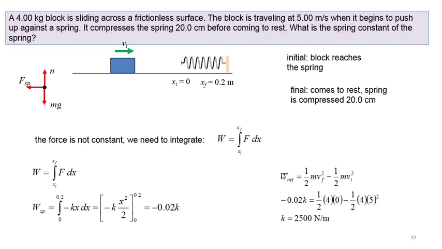So here I've set the net work done on my object equal to my change in kinetic energy. Here I've plugged in, instead of net work, the expression that I have, which is in terms of k. And here I say my final speed is 0, because that's what happens at this final event. And my initial speed was 5 meters per second. And then I can solve for k.